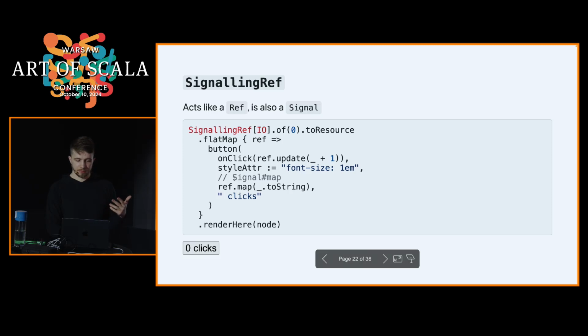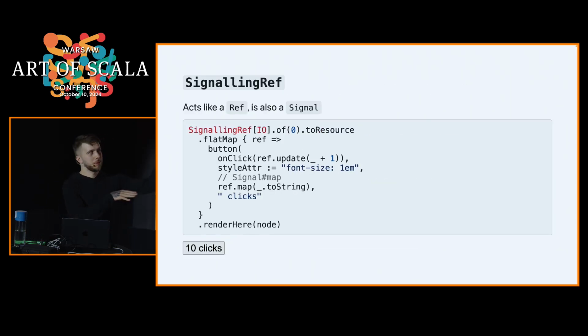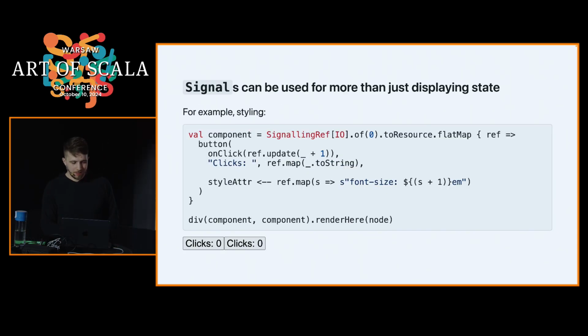I mentioned this before. We can create a signaling ref, so both the ref and the signal in one go. And again, we can map on a signal, so that's what I'm doing here. And I'm just throwing it into the button. So when I click the button, it will update with that state. Isn't that amazing? Okay, I know. But the slides are not so big anymore, not all of them, right?